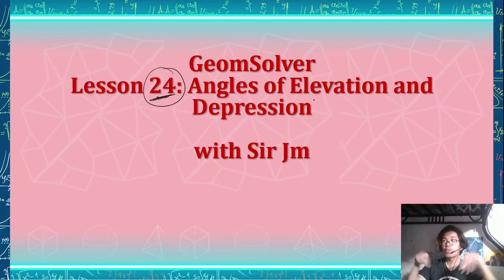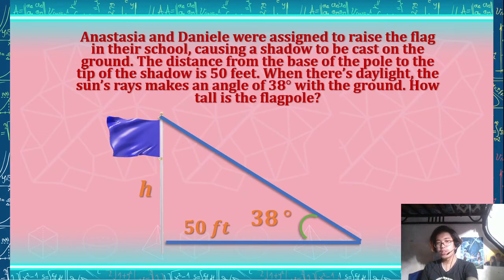Right? We've learned 6 trigonometric ratios during our synchronous classes. We have SOH, CAH, TOA, CSC, SEC, COT. We have that acronym for the 6 trigonometric ratios, and we're going to try to apply those 6 trigonometric ratios in this topic for angles of elevation and depression. So let's start with this problem.